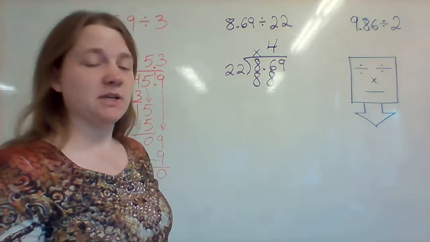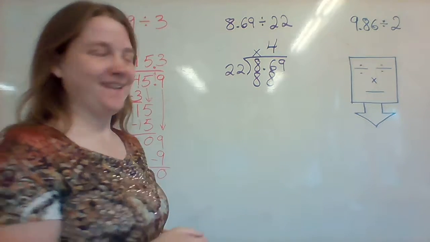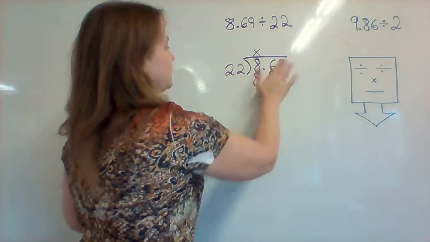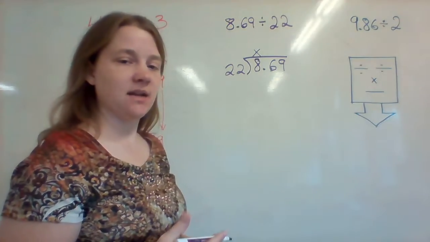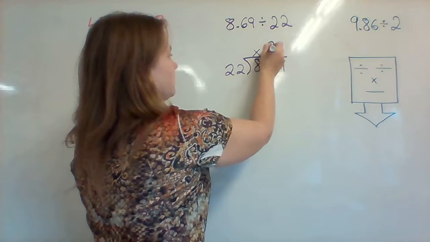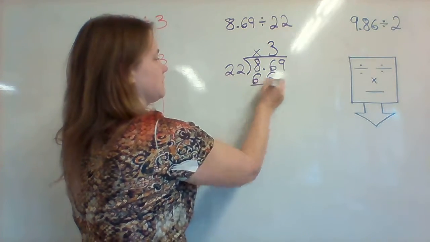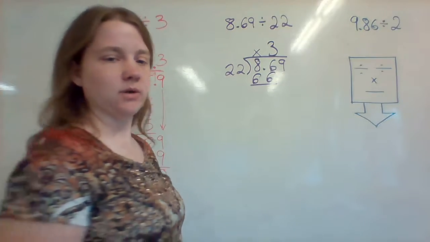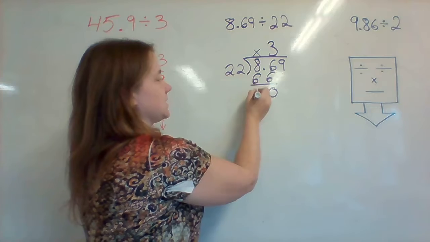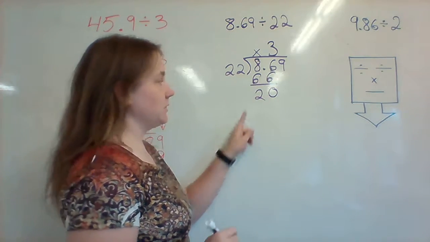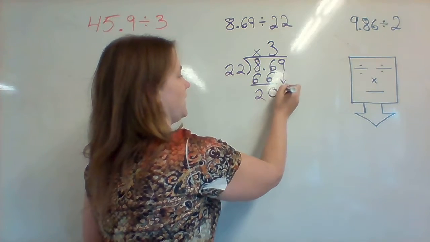I can erase this because it's a whiteboard, and you can erase your work because we're working in pencil and not pen. So let's take this 4 out, take the 88 out, and let's try putting in, instead, a 3. 2 times 3 is 6. I can subtract that. That works. 6 minus 6 is 0. 8 minus 6 is 2. So I'm left with 20, and then I'm going to pull down the 9.